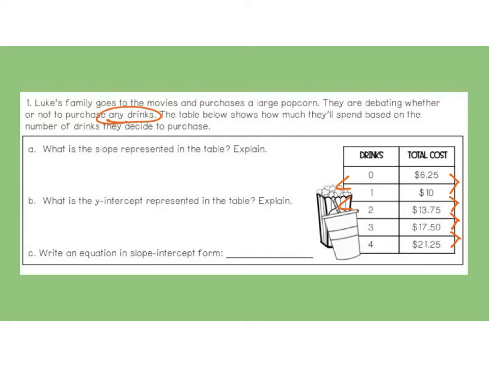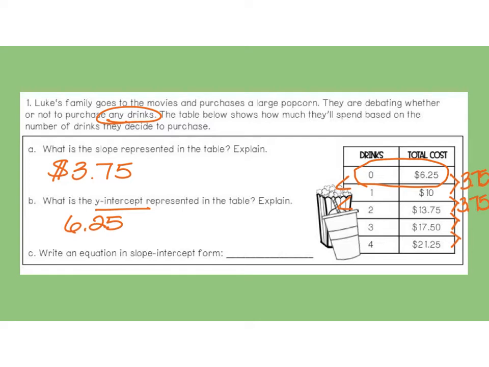So from $6.25 to $10, what is that, a $3.75? Because from $10 to $13.75 is another increase of $3.75. So would it be safe to say that each drink costs $3.75? Then after that, we're asked to find the y-intercept. Remember earlier I for sure bought one large popcorn. So without buying any drinks, they're already spending $6.25. So this is your initial amount. So the y-intercept is $6.25.